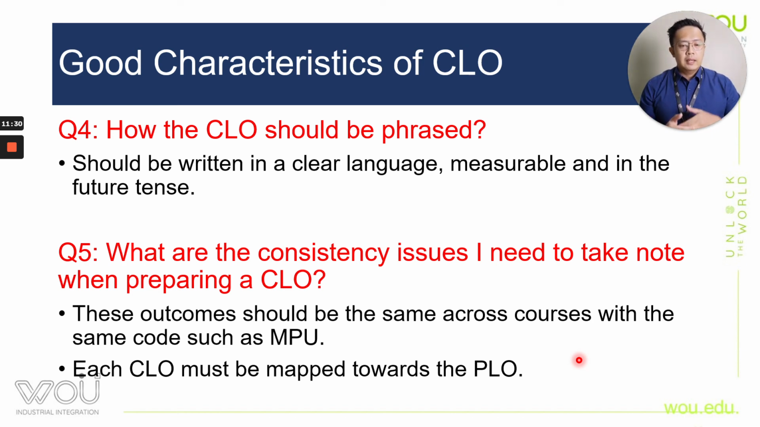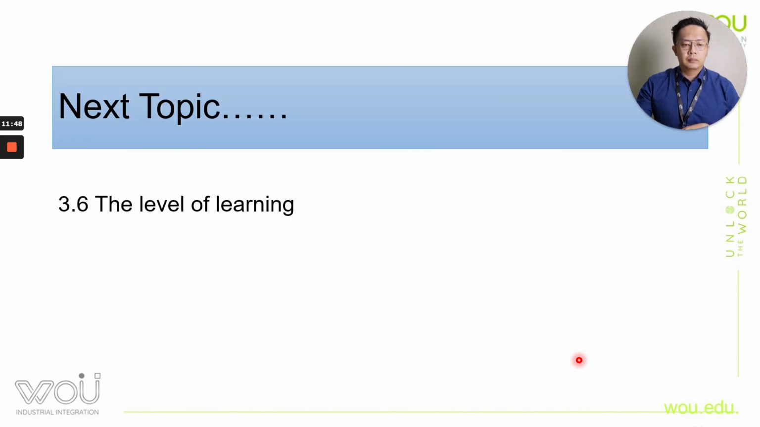Okay, and you should understand that each CLO should be mapped accordingly to your PLO as well. So you should not have any CLO left unmapped. This is something that you need to avoid. So all CLOs need to be mapped towards the PLO. Okay, so the next topic we will be learning about the level of learning.